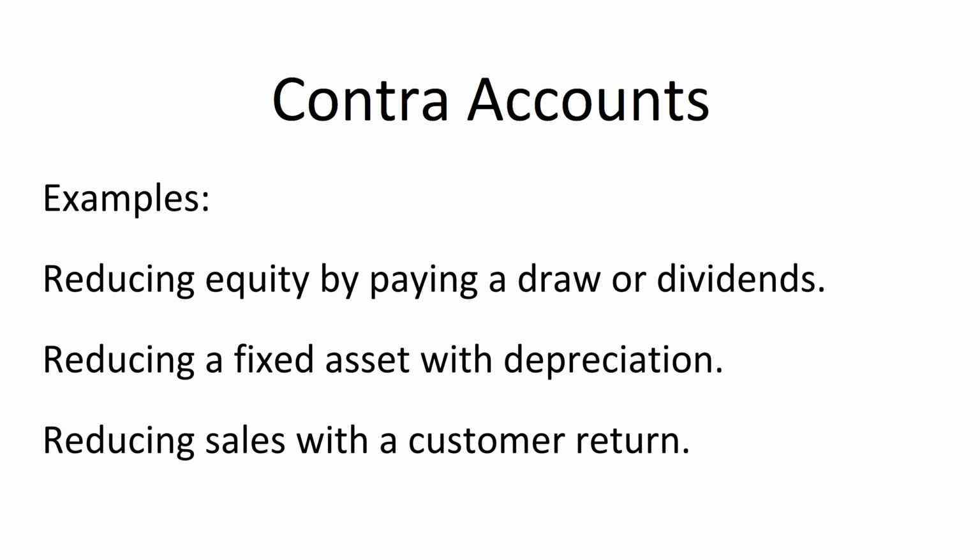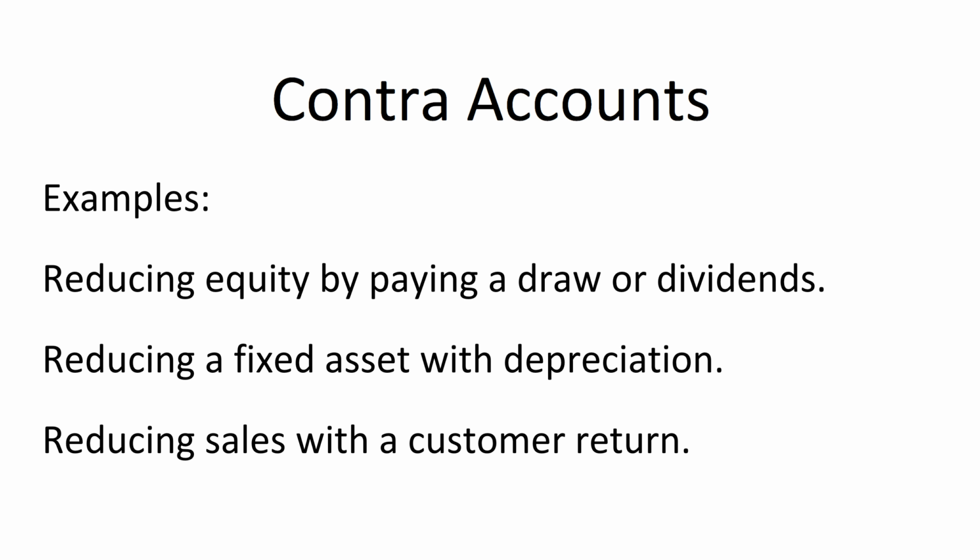Reducing a fixed asset with depreciation. So in this case, we would debit depreciation expense, recognizing the using up or consumption of that particular fixed asset, and we would credit accumulated depreciation to sort of isolate the amount of depreciation that we have taken, thus retaining the historic cost of the fixed asset on our books. But now the book value would be the fixed asset's historic cost less the accumulated depreciation that we had taken.